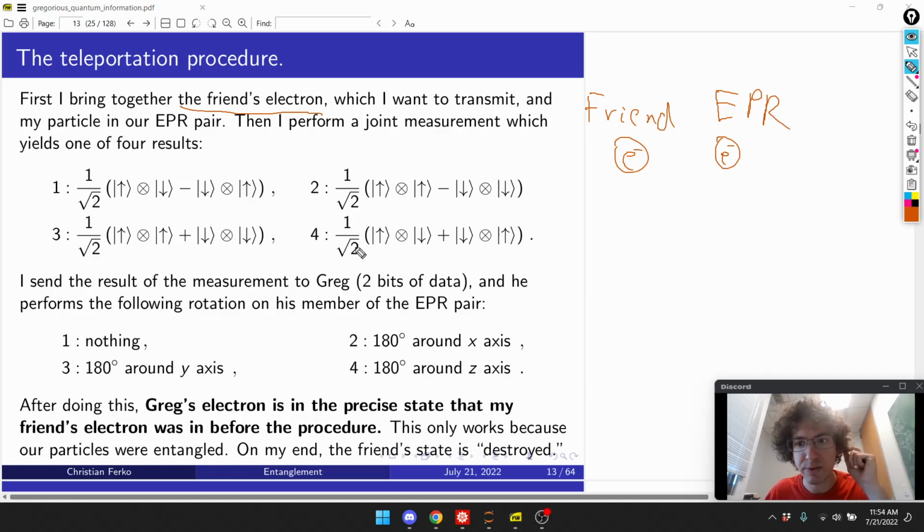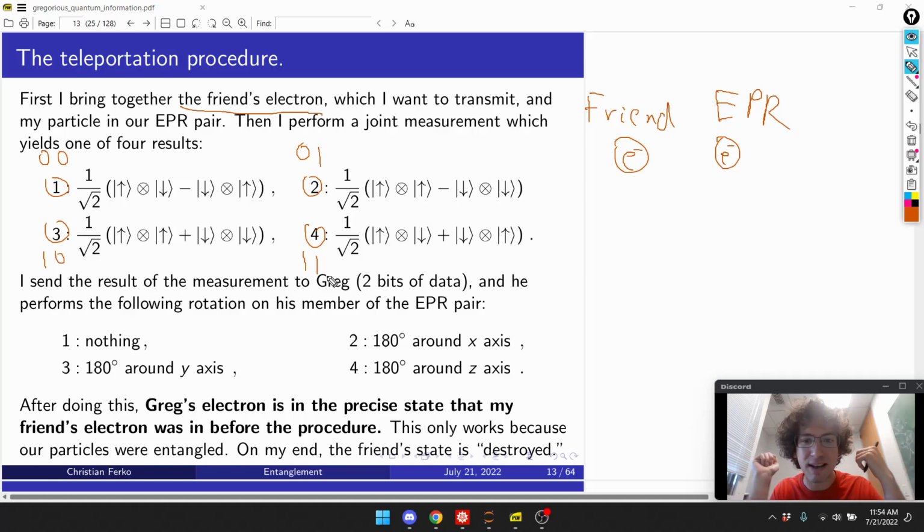Okay, so I do the measurement. I get one of those 4 results. Now I send the result of the measurement to Greg. I only need 2 bits of data to send a number which can be between 1 and 4 inclusive, right? There's 4 possibilities. A bit is 0 or 1. So if I have 2 bits, I encode the first possibility as 0, 0, the second possibility is 0, 1, and so on. This is 1, 0, this is 1, 1. 2 bits of data, that's it. I send the 2 bits of data to Greg via radio.